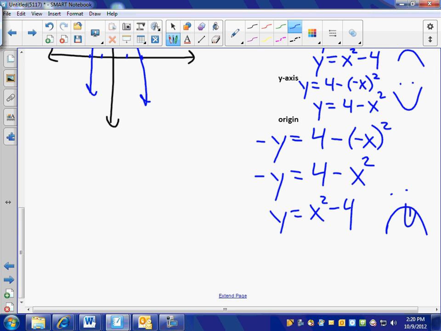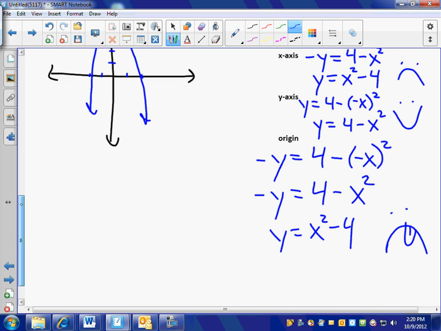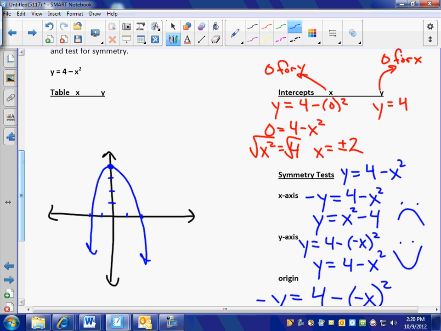So I've made a graph. I've tested for symmetry. I found the x and y intercepts. Now it's just let's go back and look at some table values. Knowing symmetry helps you to actually make table values. For example, it's symmetrical about the y-axis. So what would be a good x value to plug in? What is the x value on the y-axis? X equals 0, y equals 4. So then anything on one side will be mirrored on the other side.